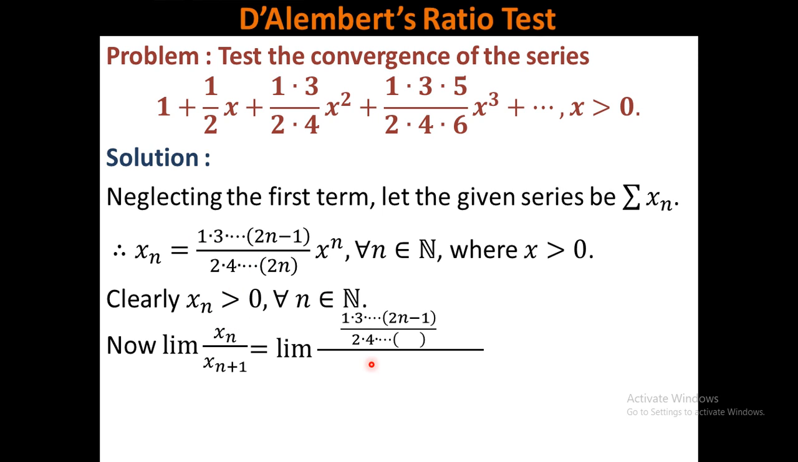here xn is that, and to get xn plus 1 you have to put n plus 1 in the place of n. So here 1·3···up to 2n plus 1 minus 1, and here 2·4···2 into n plus 1. Here in xn this is x to the power n, and if you put n plus 1 in the place of n, then you get x to the power n plus 1. After simplification xn by xn plus 1 will be 1 by x.